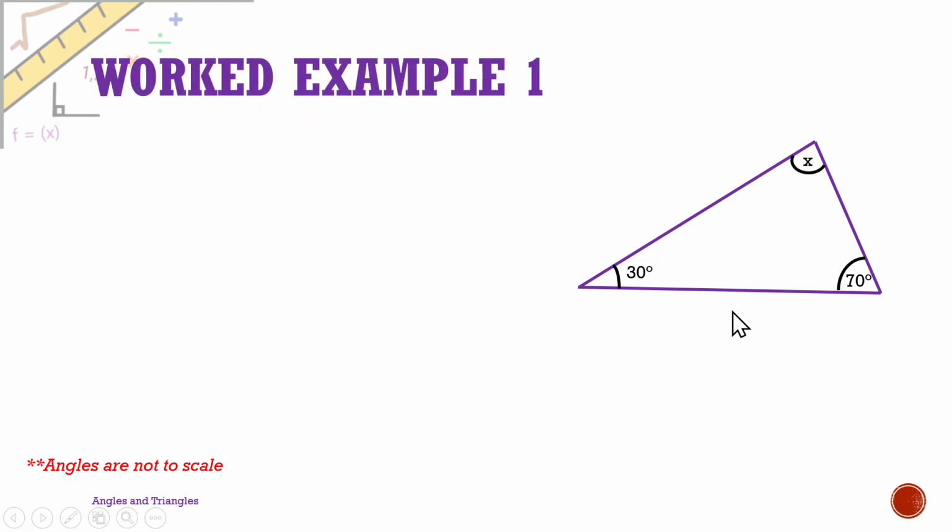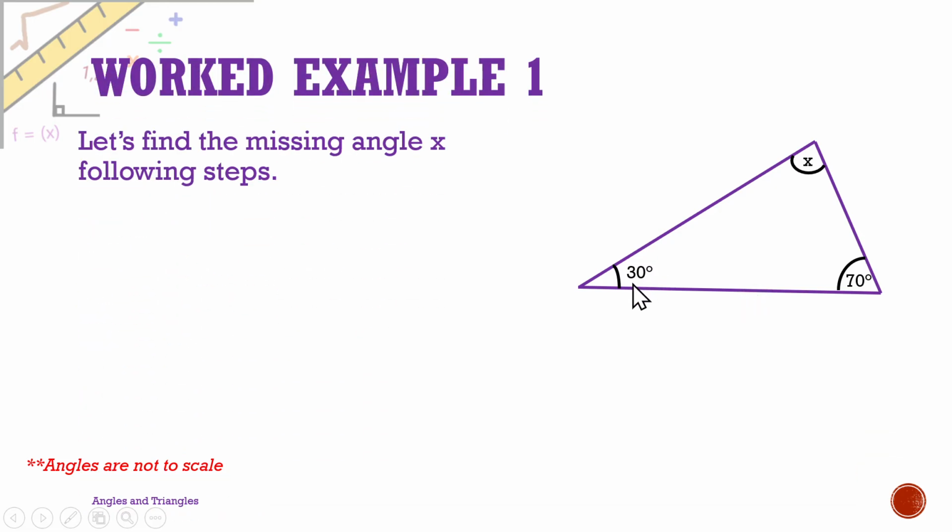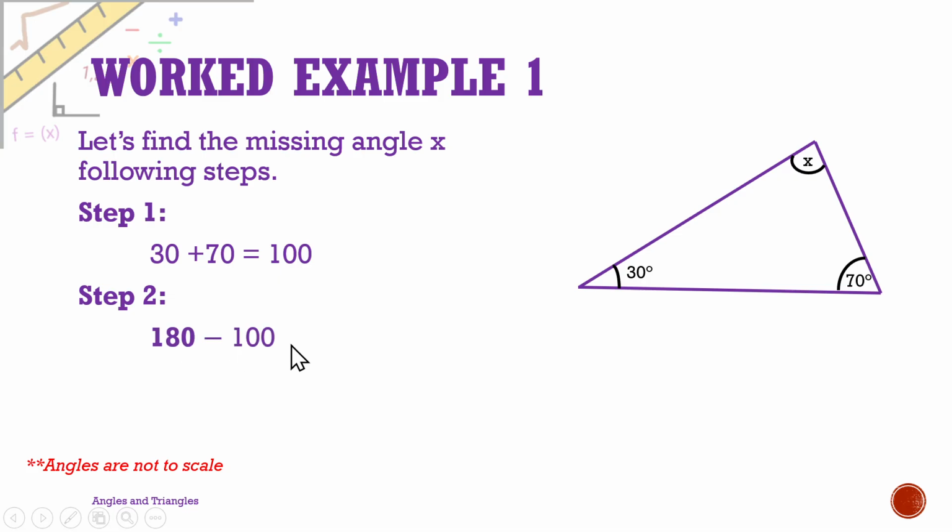So for this given triangle, I have an angle of 30 degrees, another one of 70 degrees, and I am to find the missing angle x. So let's follow the steps. Step 1. Sum the given two angles. That is 30 plus 70, which is going to be 100 degrees. And now step 2 is to subtract this sum from 180 degrees. That is 180 minus 100. And thus the missing angle x is 80 degrees.